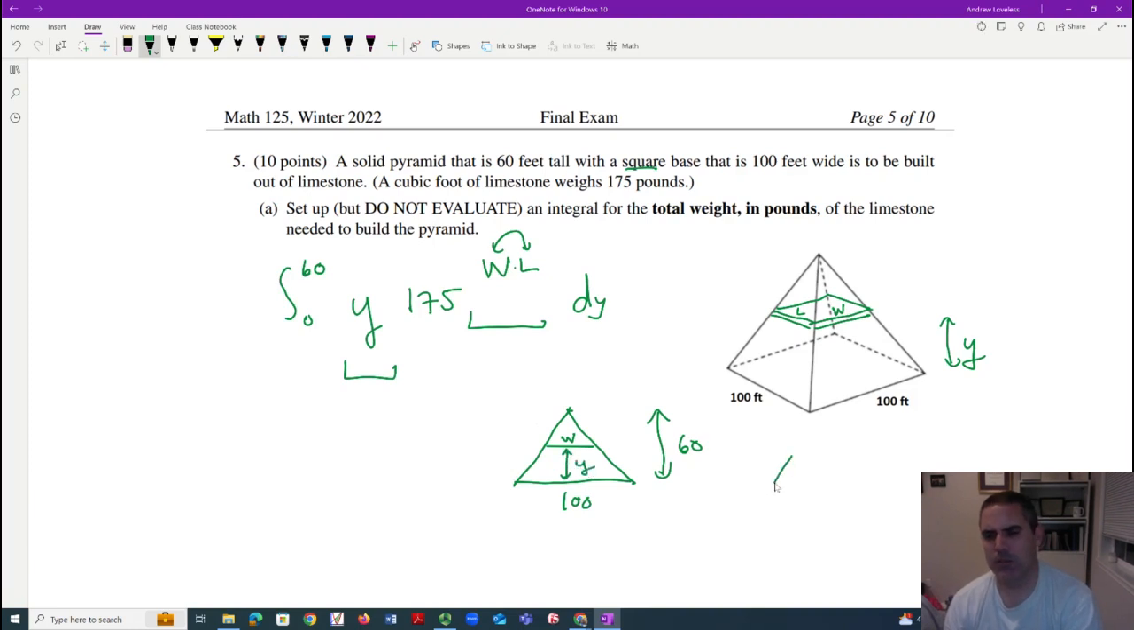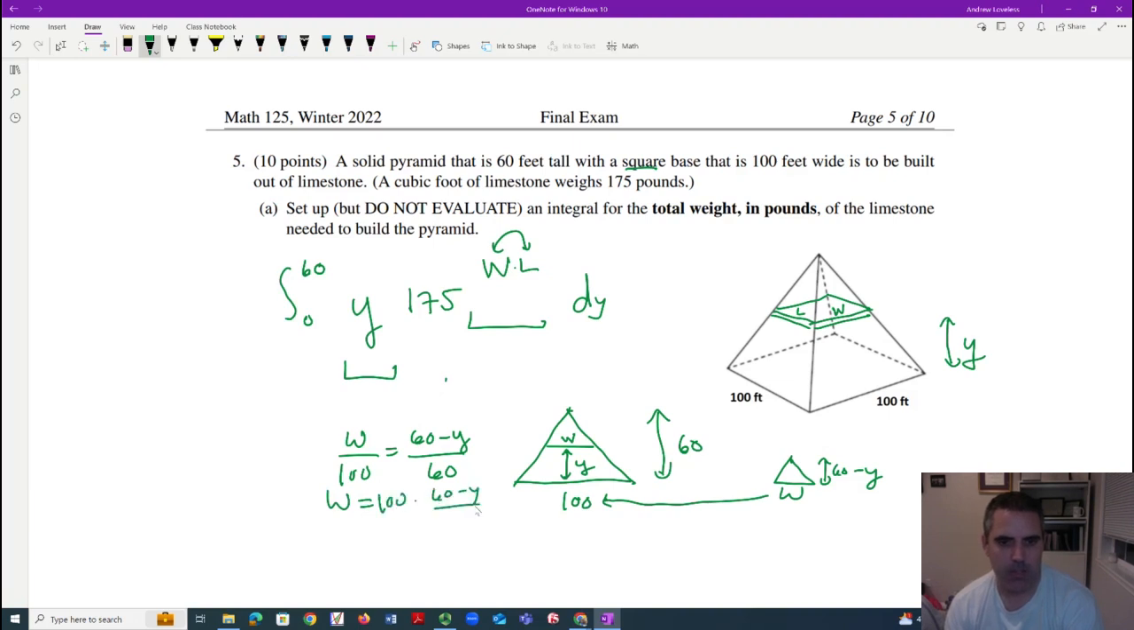Well, that's not quite similar triangles. You'd have to think about this a little bit, but if I made that triangle, this would be 60 minus y. So now we have similar triangles. So if I was solving for W, I probably would say W over 100, so this side over that side has to be the same as 60 minus y over 60. So W is 100 times that. So W is 100 times 60 minus y over 60.